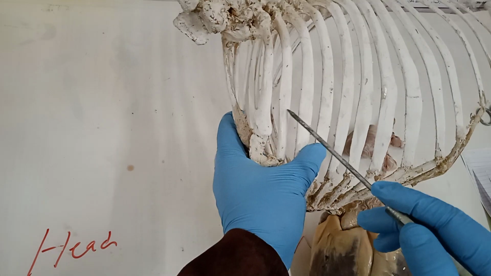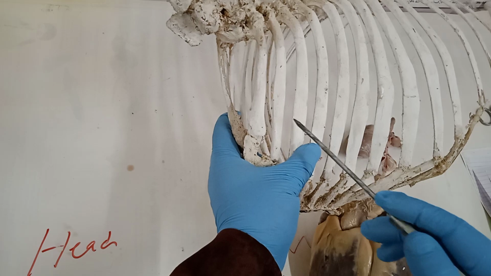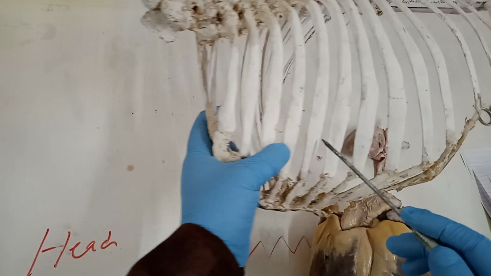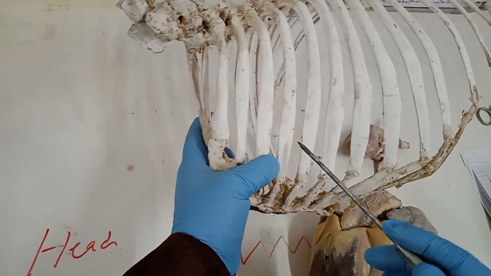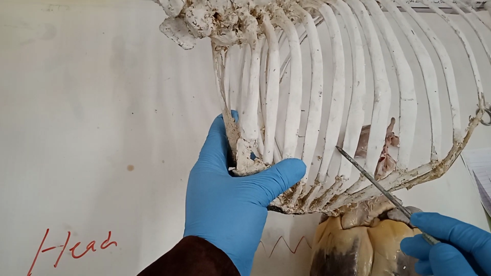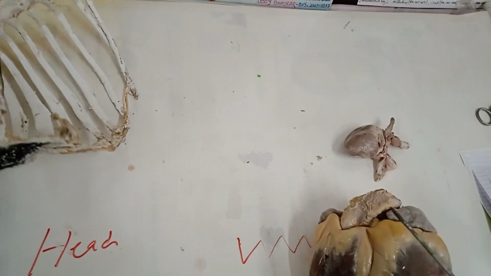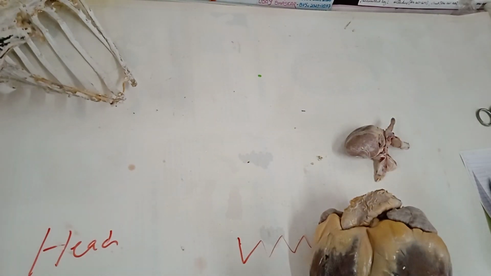In sheep and goat, it is second to fifth: second, third, fourth, fifth. So this is the area where the heart lies in case of sheep and goat. In elephant, it is first to fifth, so from here to here. And in case of fowl, there is no diaphragm in birds, so the heart is usually in the thoracoabdominal cavity.